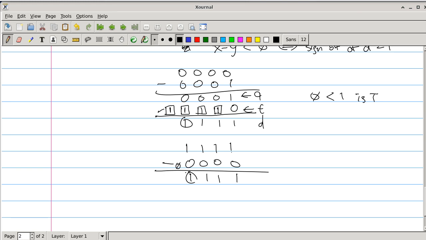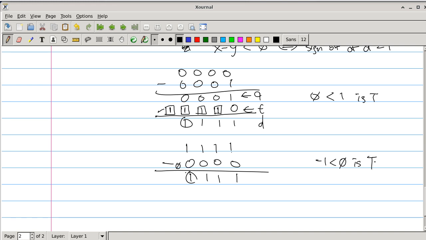So this one is telling us that our minuend, which is representing -1, is in fact less than our subtrahend, which is representing 0, and this is true. Seems to work, right? So now we look at some other cases and ask, does this work in general?